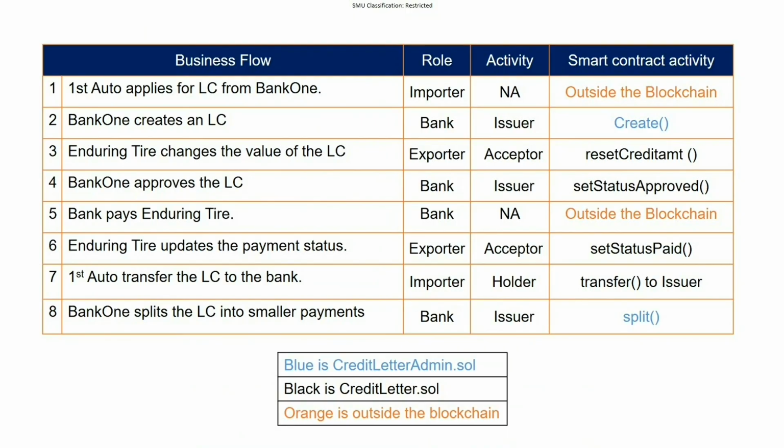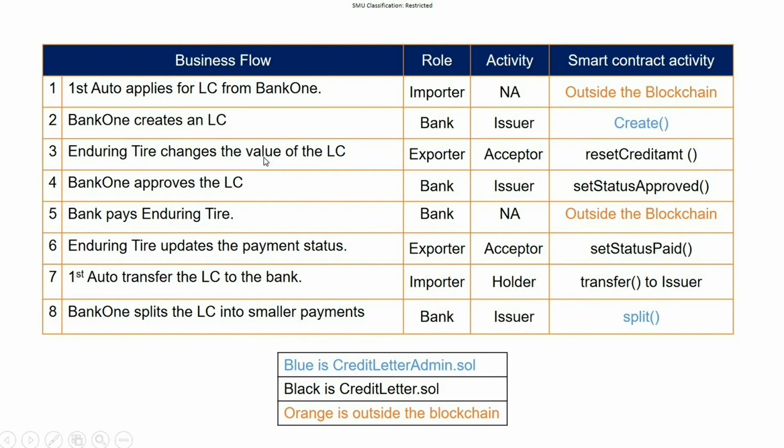This table shows the business flow sequence, the role of the agencies and their activities. The last column shows the list of smart contract functions called by the organizations at different stages. In this lab, you will be importing the two smart contracts called creditletter.sol and creditletteradmin.sol, which you have already tested in the Remix environment.